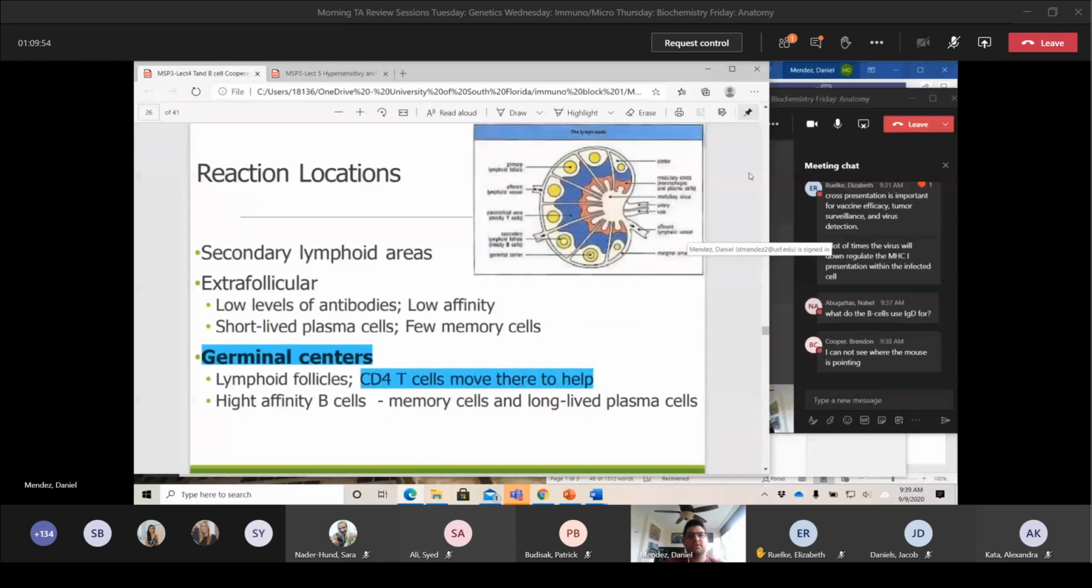Okay, so the actual locations, we talked about this. I made sure to stress it in my last review section. Make sure you know where certain cells are in our lymph nodes. So our germinal centers being very high affinity for B cells. So we have our germinal centers here, and then we have the medulla, and we have our paracortical sections here. So our germinal center being the B cells, paracortical being T cells, and then the medulla being plasma cells. So make sure you know which cells are where.